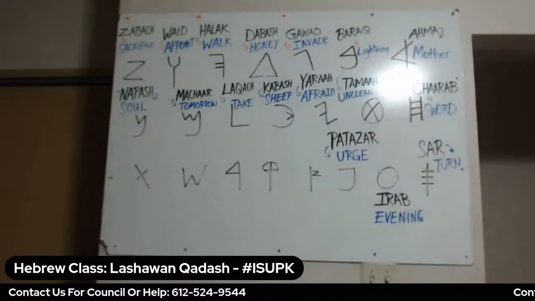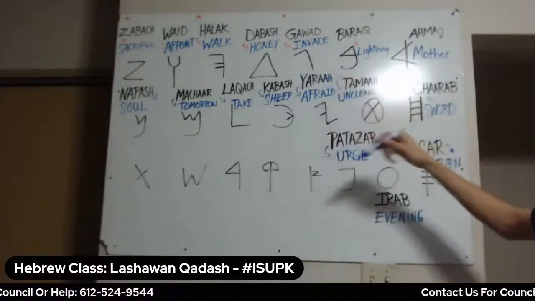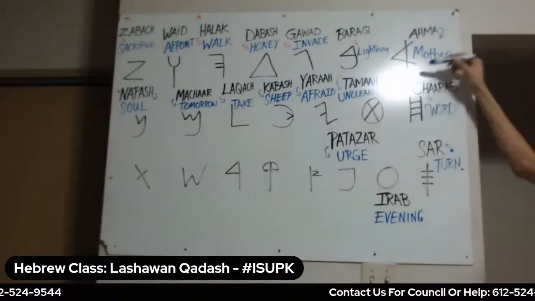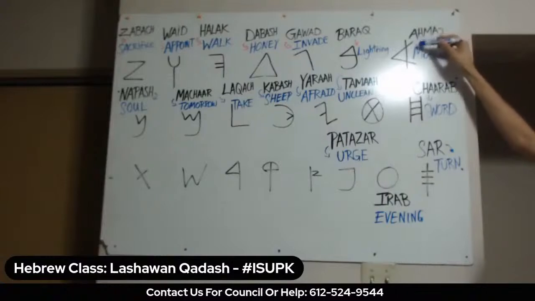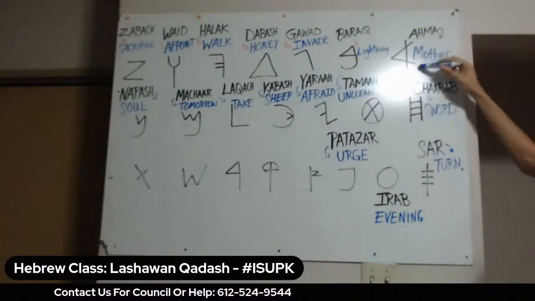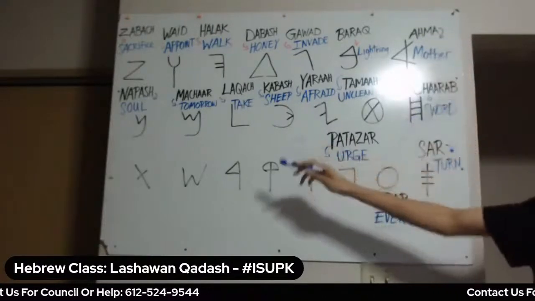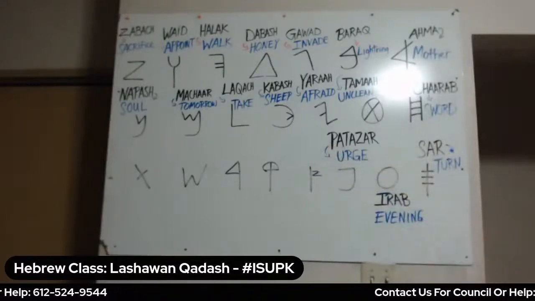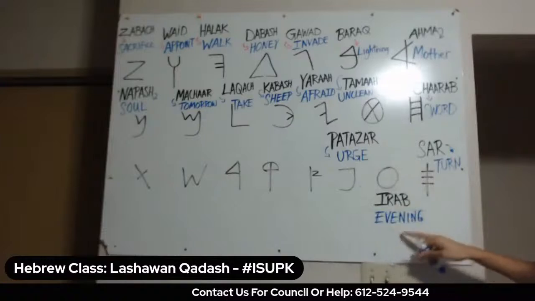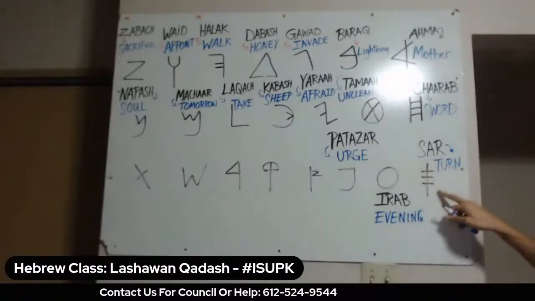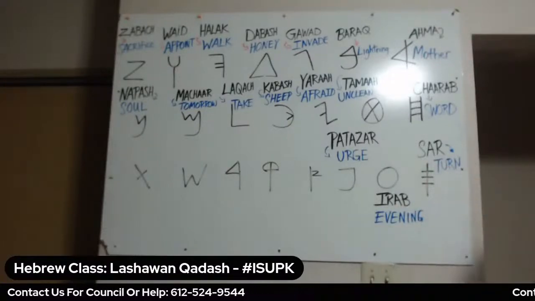Hatazar. Once again, each letter we are making examples of. So this is AH is the root. It's the beginning of it. So Ma, just showing you examples of each letter that is in an ancient Hebrew, Paleo Hebrew, all right? So Hatazar, Irab, evening, Sar, turn, suh. Okay? All right, let's keep going.